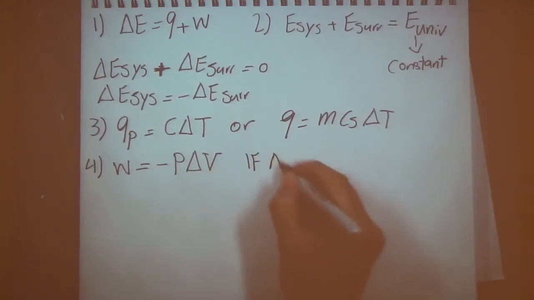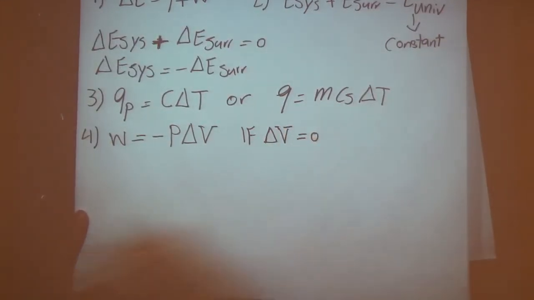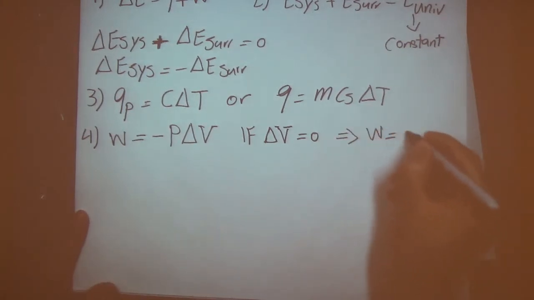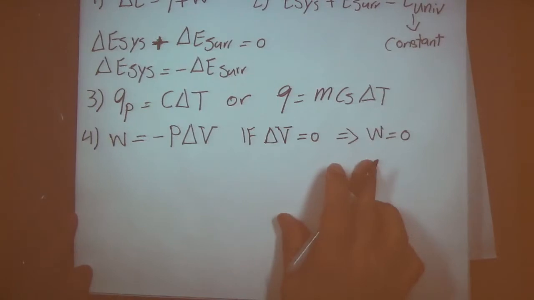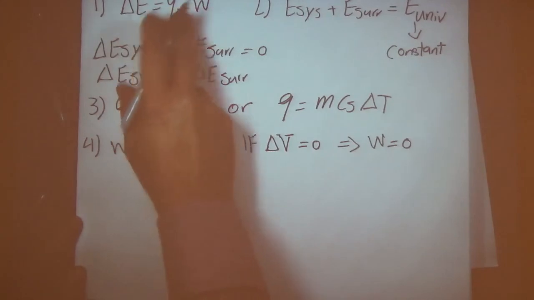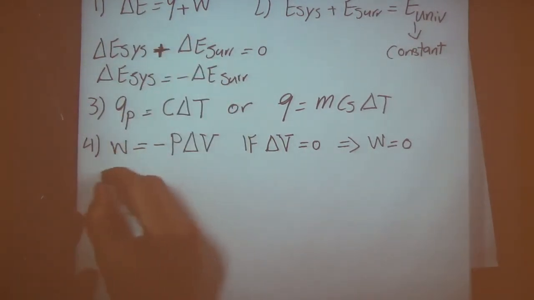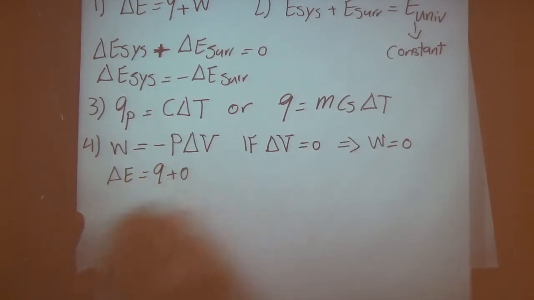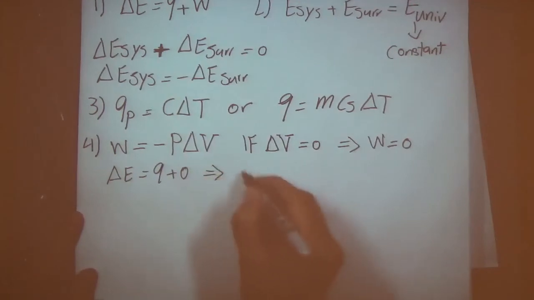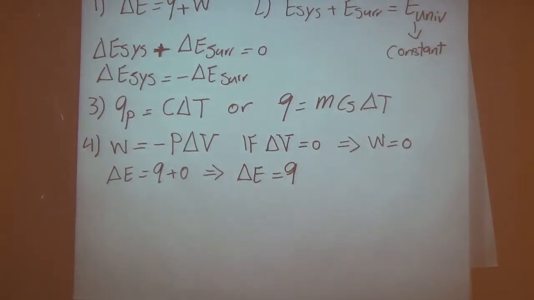If delta V is equal to 0, then work is going to be equal to 0. Look at number 1. Number 1 says delta E equals Q plus work. If work is equal to 0, then delta E is going to be equal to Q. So I go with delta E equal to Q plus 0. It will give me delta E equal to Q.